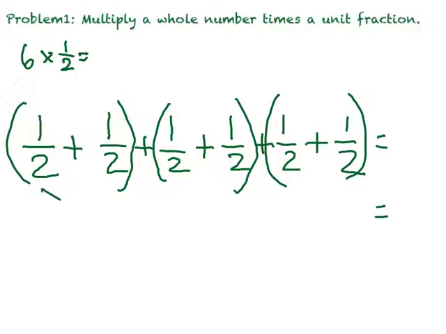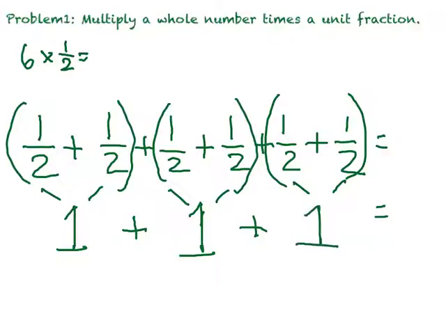So we have 1/2 plus 1/2 equals 1. Plus 1/2 and 1/2 equals another 1. Plus 1/2 and 1/2 equals another 1. And now we have 1/2 plus 1/2 plus 1/2 plus 1/2 plus 1/2 plus 1/2, or 6 times 1/2, would equal 3. Our answer is 3.